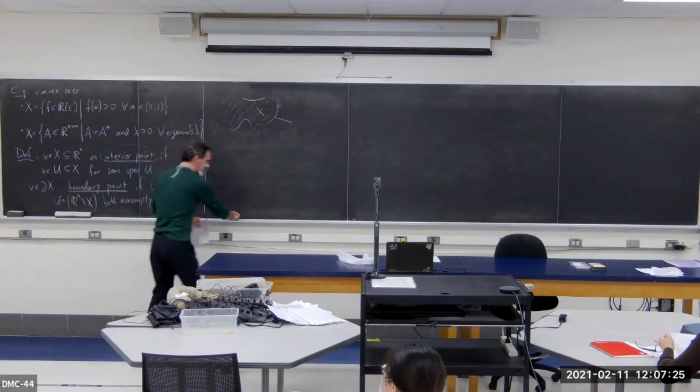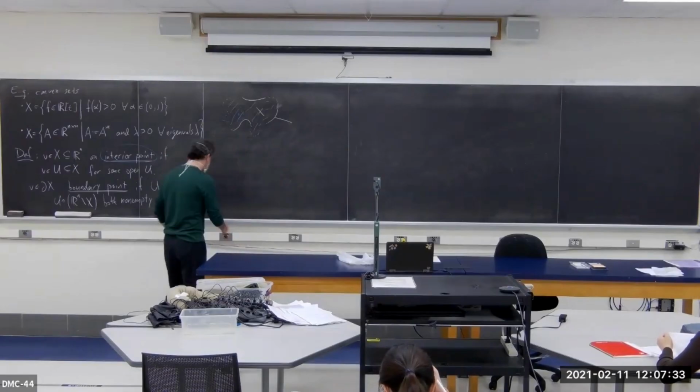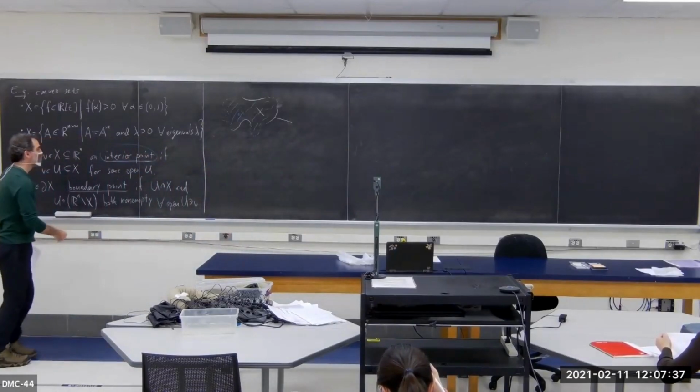So what's written in the notes is slightly incorrect. There's no if. I just failed to write the word if. And it's supposed to be U containing v. It's important that U contains v. The notes just say for all open U, which is of course ridiculous.